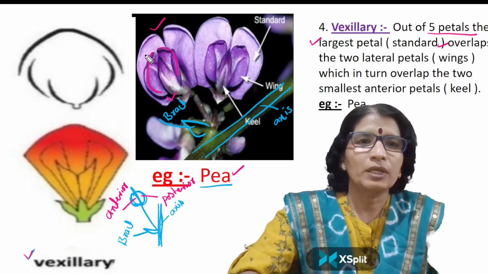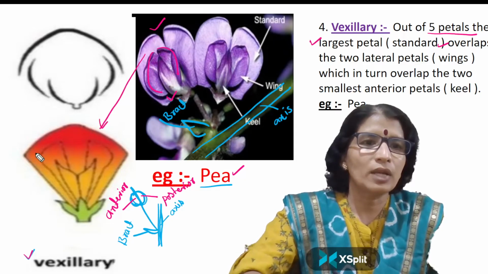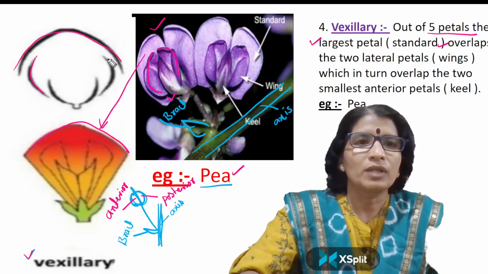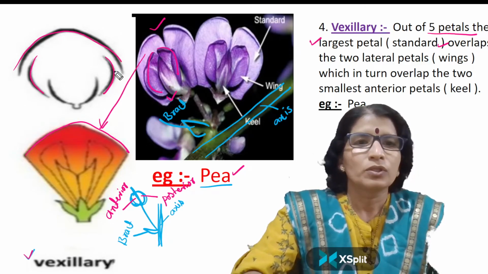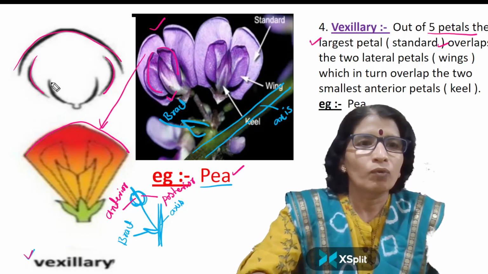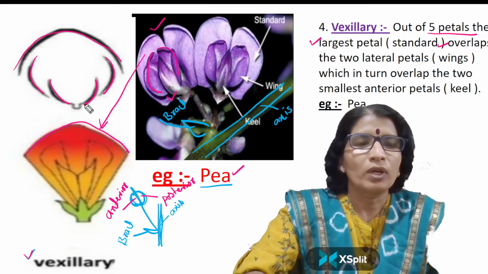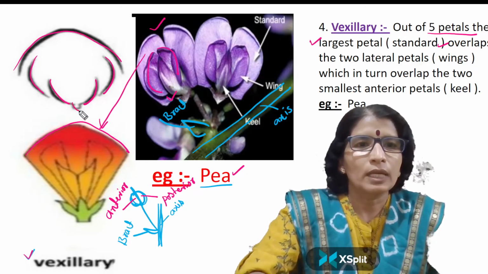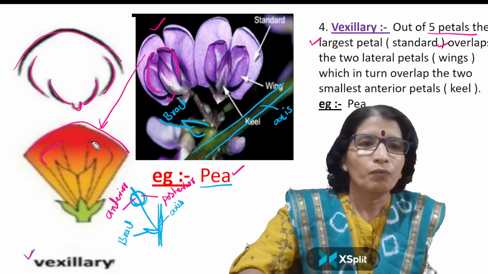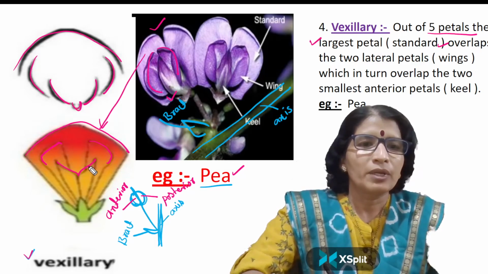In the diagrammatic representation also you can see this is the standard petal. Here also this is the standard petal. This standard petal overlaps the lower, somewhat smaller petals. Those are called wings. So these are the lateral petals. Again, these 2 lateral petals overlap the next 2 smallest anterior petals called keel petals. These 2 petals are usually fused. So these are the wings and these are the keel petals which are fused.